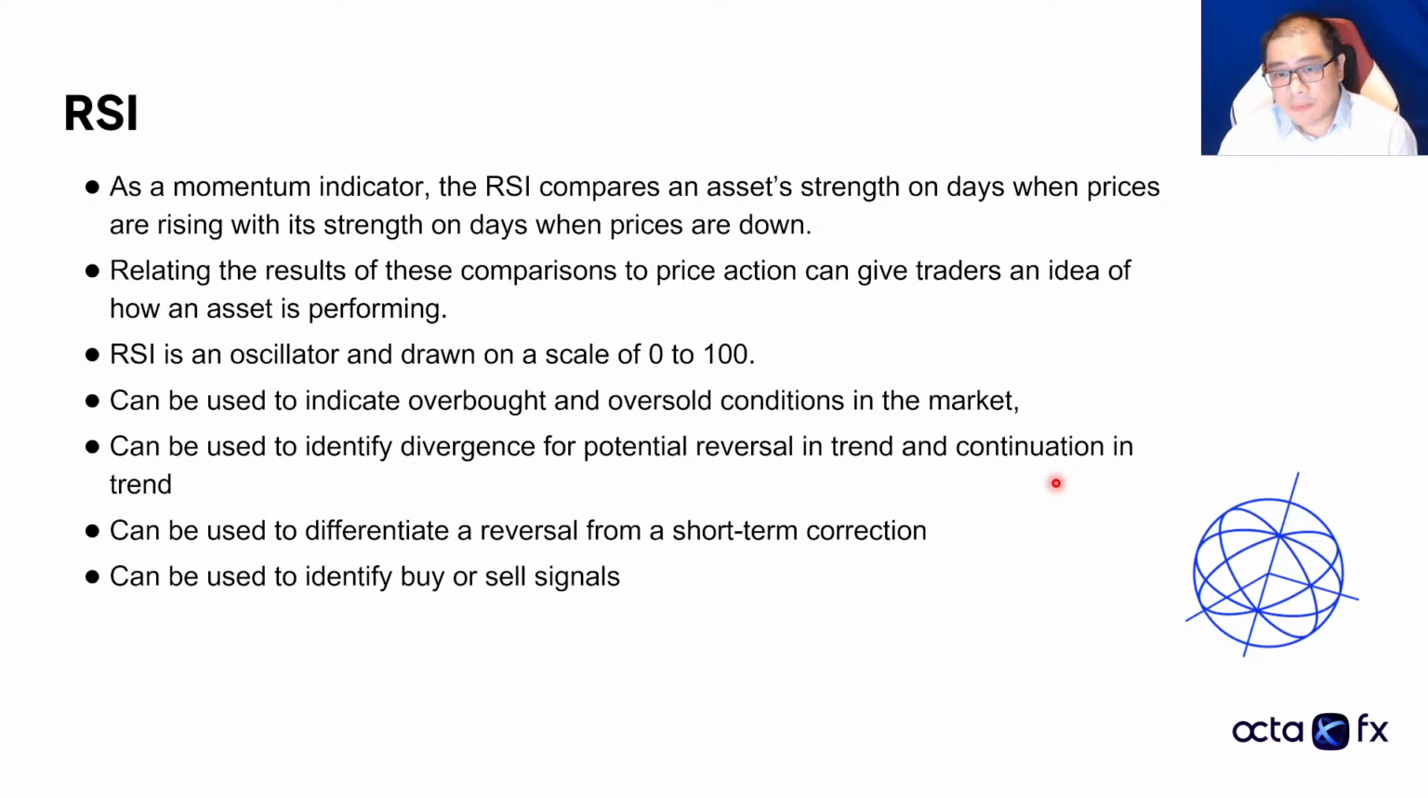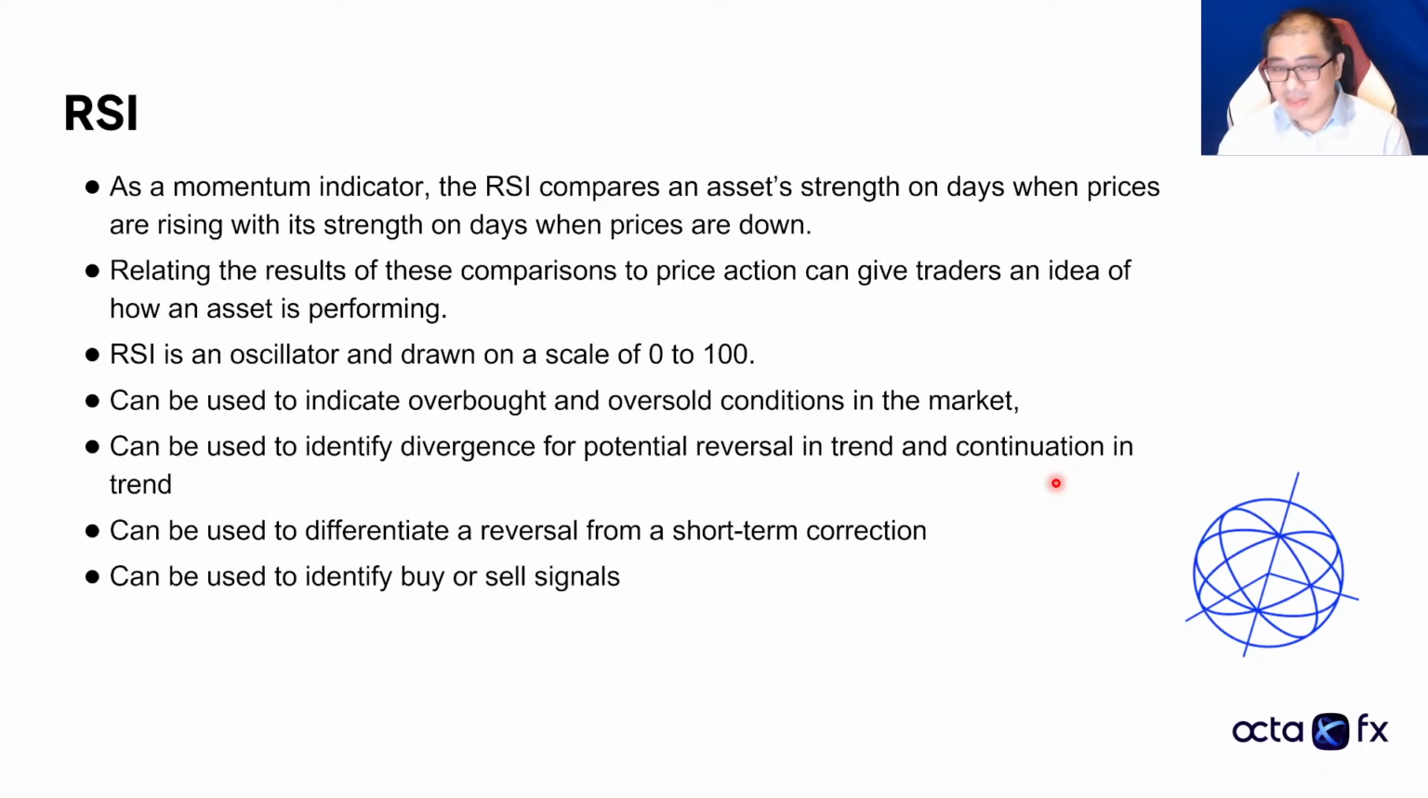Anyway, relating the results of these comparisons to price action can give traders an idea of how an asset is performing. RSI is an oscillator, and it's actually drawn on a scale of 0 to 100. Very similar to stochastics. It can be used to indicate overbought and oversold conditions in the market. It can also be used to identify divergence for potential reversal in trend and continuation in trend. It can also differentiate a reversal from a short-term correction.